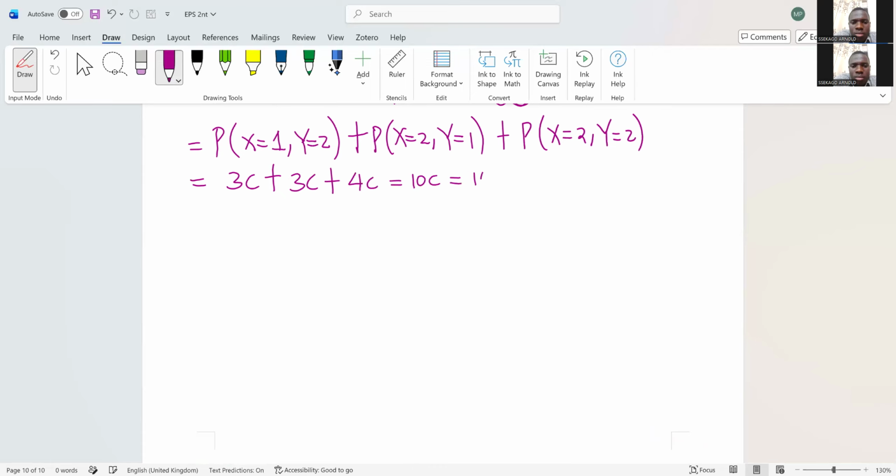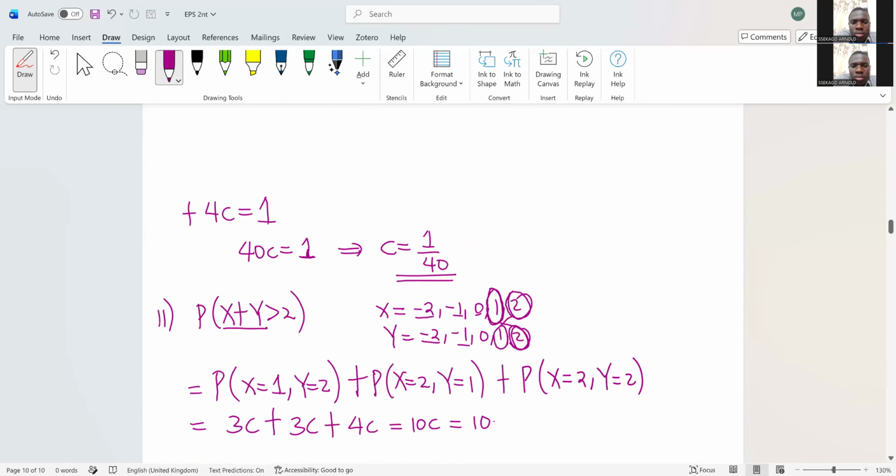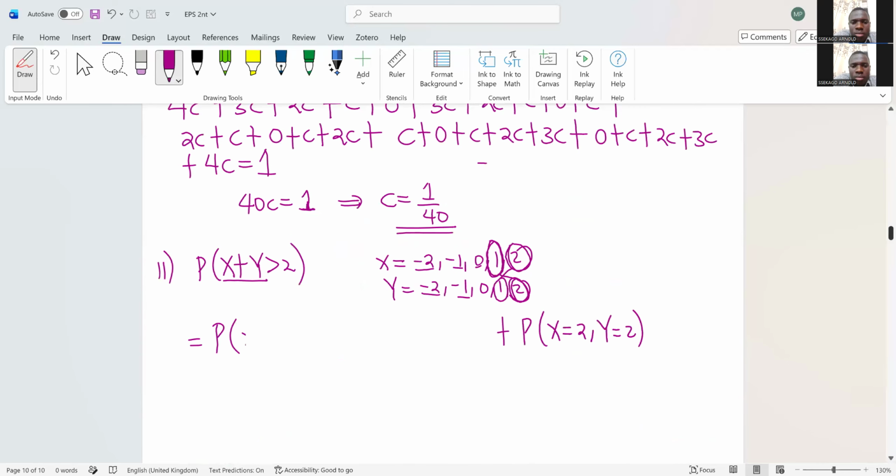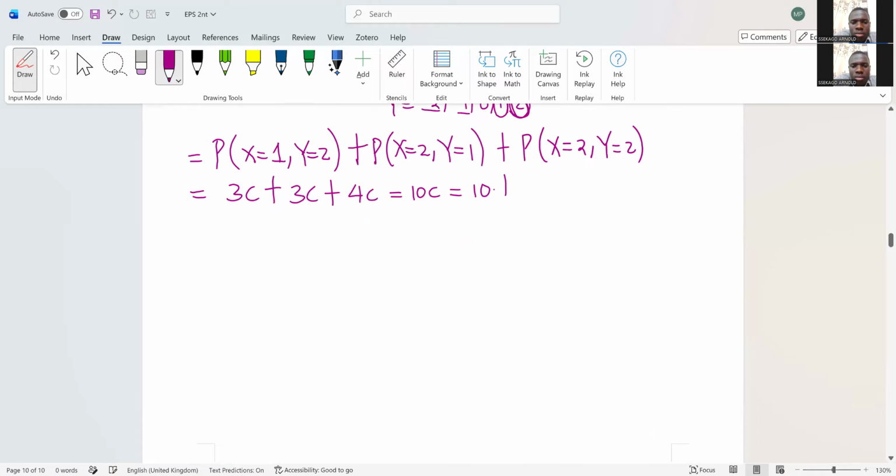Therefore, this is 10 times the value of c. What was the value of c? 1 over 40. Therefore, this is a quarter.